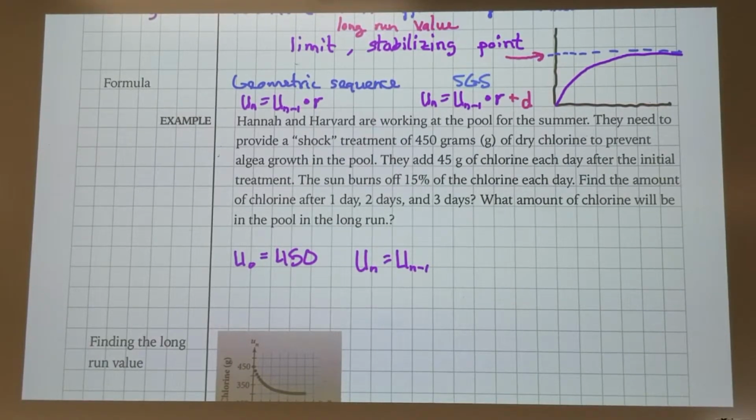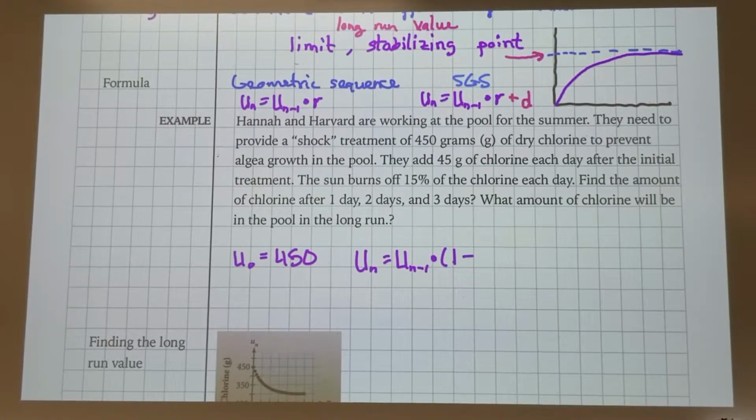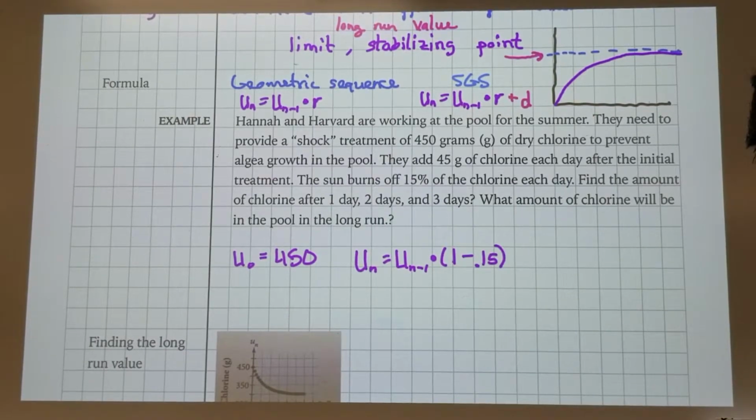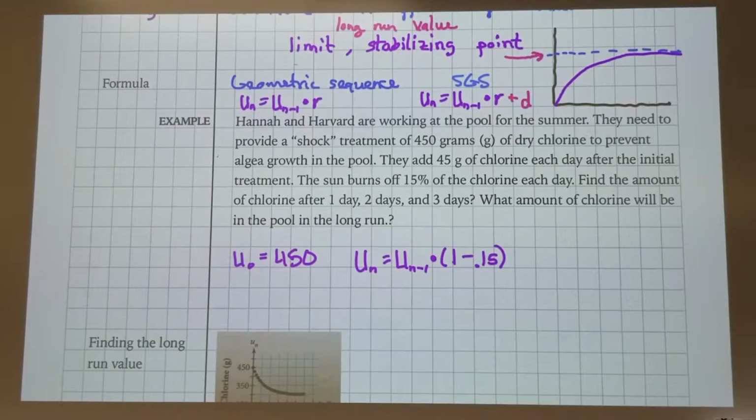How much is being burned off each day? 15%. So how do I write decaying 15% as a ratio? 1 minus 0.15. It's just a decay. And at this point, we're just geometric. This is just a geometric sequence like all the other geometric sequences. Why do you put 1 minus? You could write 0.85. I'm just clarifying what I'm doing. If I just wrote 0.85, they'd be like, where'd you get that?